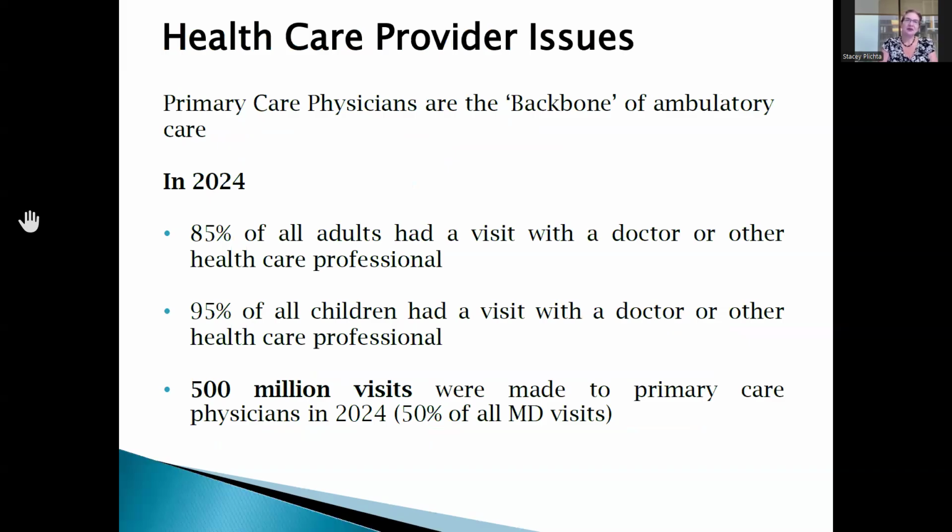Primary care physicians are important because they are the backbone of ambulatory care. Ideally, think back to the World Health Organization's Alma Ata Declaration. We want all care to come through primary care. We want people to first come to their primary care providers and then, when needed, be referred to secondary and tertiary providers. And in 2004, 85% of all adults had a visit with a doctor or other healthcare professional, and 95% of all children had a visit as well.